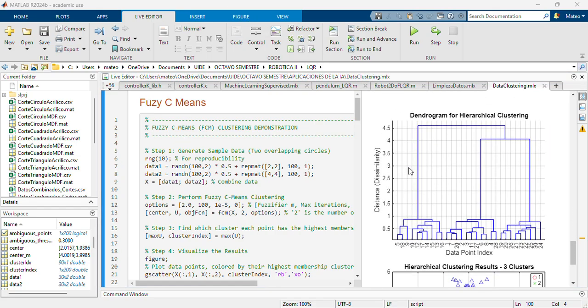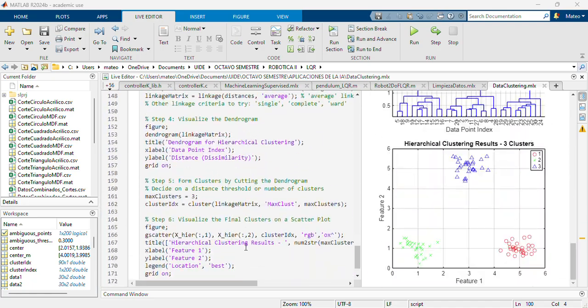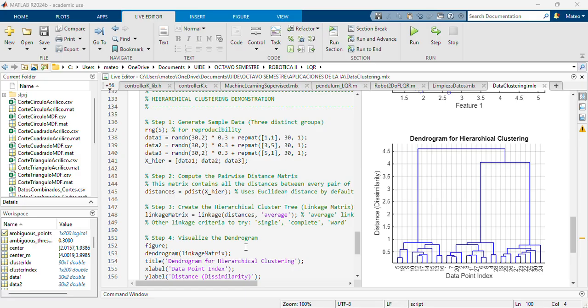Now for something completely different, we have hierarchical clustering. It takes a bottom-up approach, and best of all, it doesn't require us to pre-specify the number of clusters. This dendrogram here is a roadmap. Each leaf is a data point, and as we move on, similar points merge into branches. The height shows how different the merged groups are.